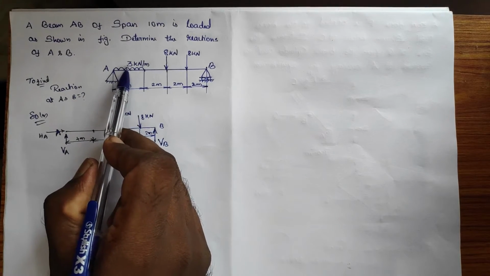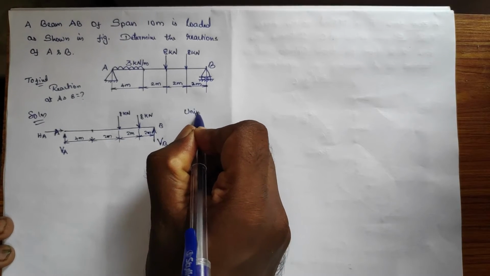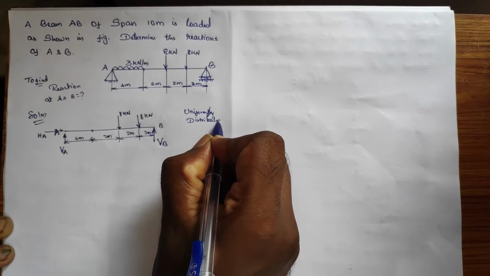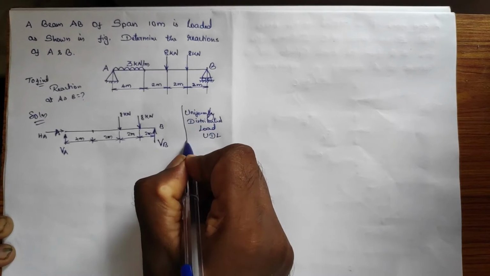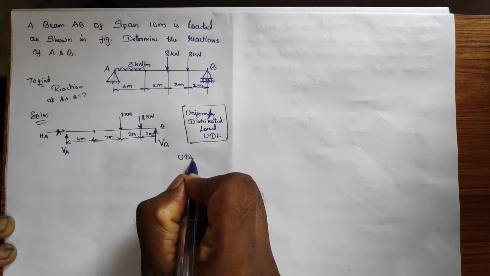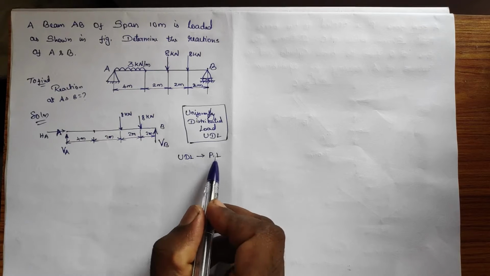One is remaining, which is the UDL. Whenever you come across the UDL, don't panic. UDL or UVL, your task must be just to convert this UDL into a point load. UDL, uniformly distributed load. That is called UDL. Okay, so what we have to do is convert this UDL to a point load, right? You need to convert it into a point load.